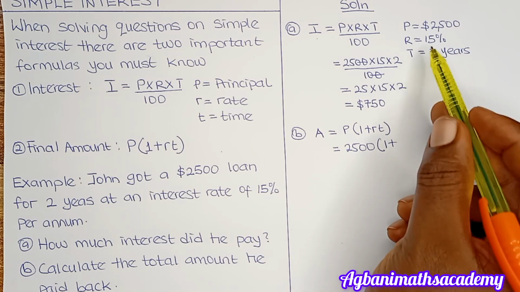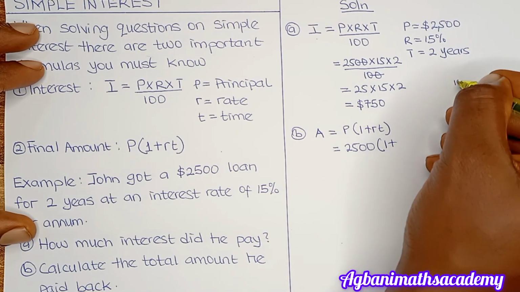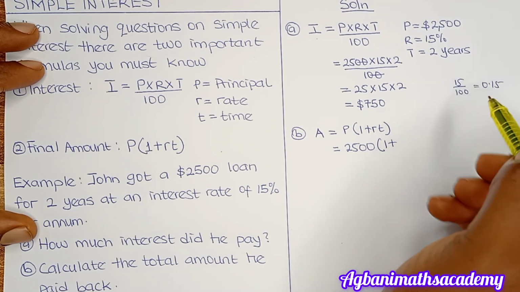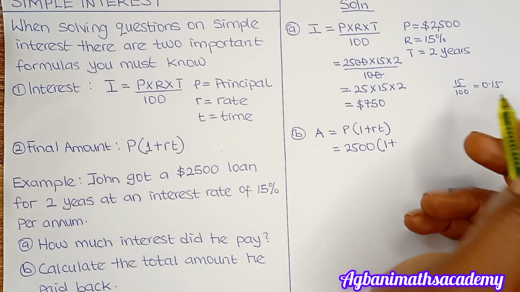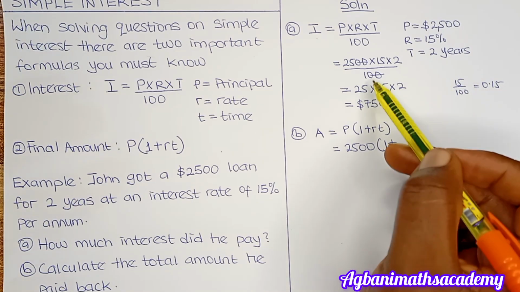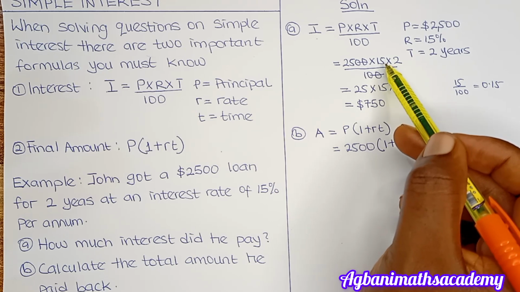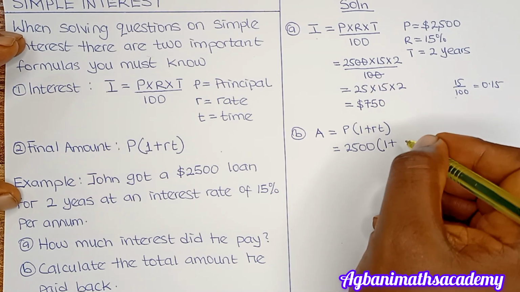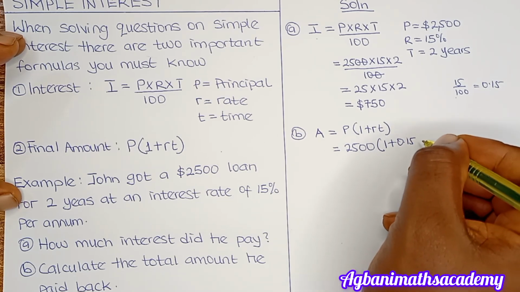When you're writing R here, you're not going to write 15. 15% means 15 divided by 100, which is the same thing as 0.15. So when you're writing R here, you're going to write 0.15. The reason we have divided by 100 here is because of this 15. So this 100 accounts for what we are doing here. So we have 0.15, and our T is times 2.